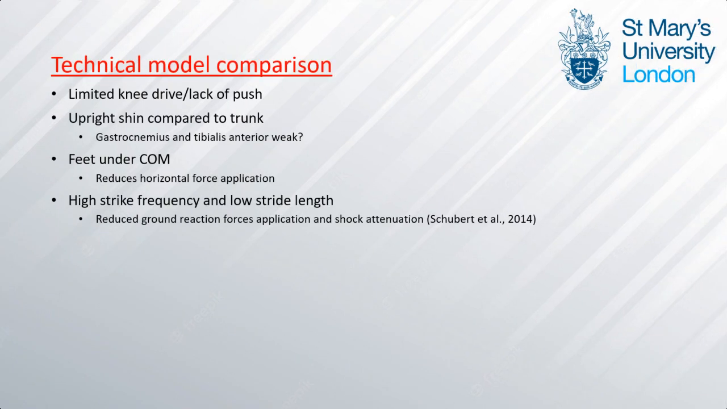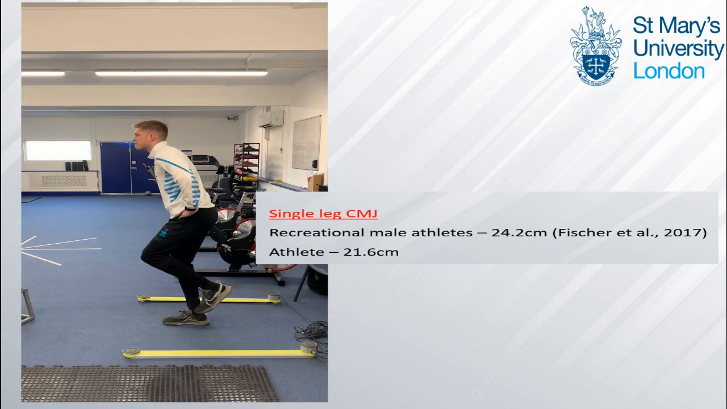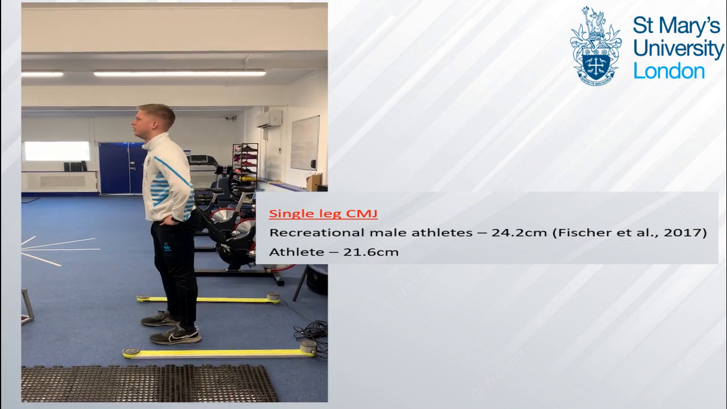So in summary, there was a lack of power in the stance leg. There was an upright shin compared to the trunk, which shows lack of forward lean. His feet were under his centre of mass, which is bad for horizontal force production. And there was a high stride frequency and low stride length, which Schubert claims reduces ground reaction forces and the ability to absorb forces. Because of this, I decided to look at the athlete's strength and power.